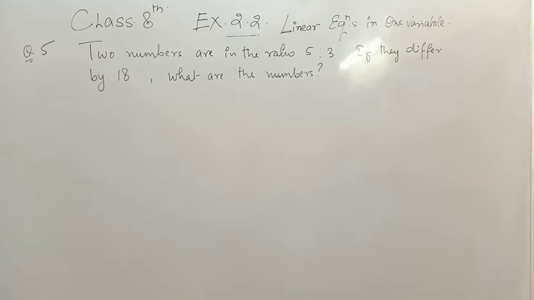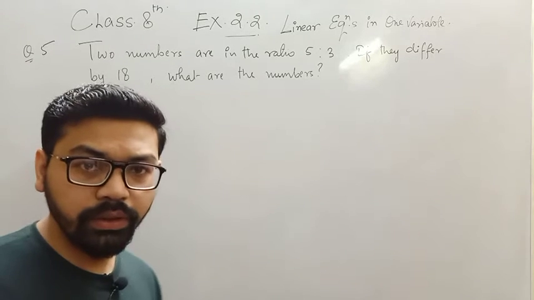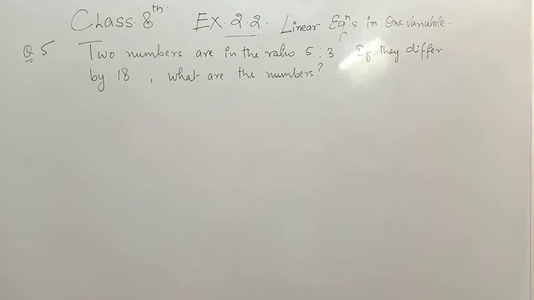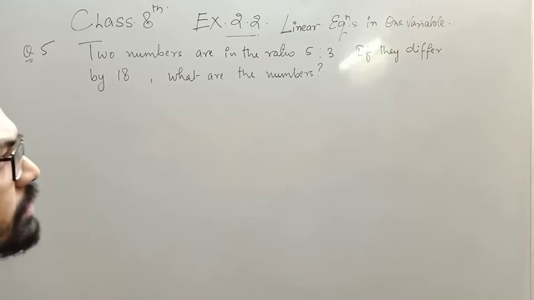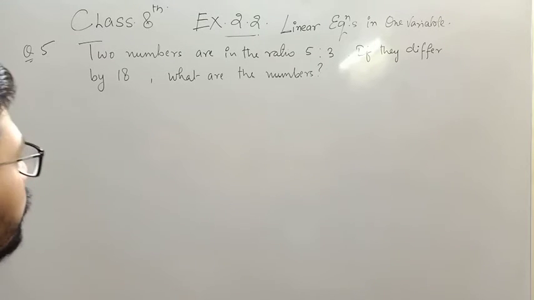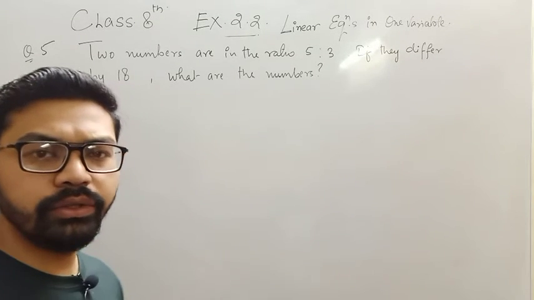Now see, the next question, question number 4, is for your homework. Now question number 5. Two numbers are in the ratio 5:3. So you have, let's say, two numbers and the ratio is given as 5:3.